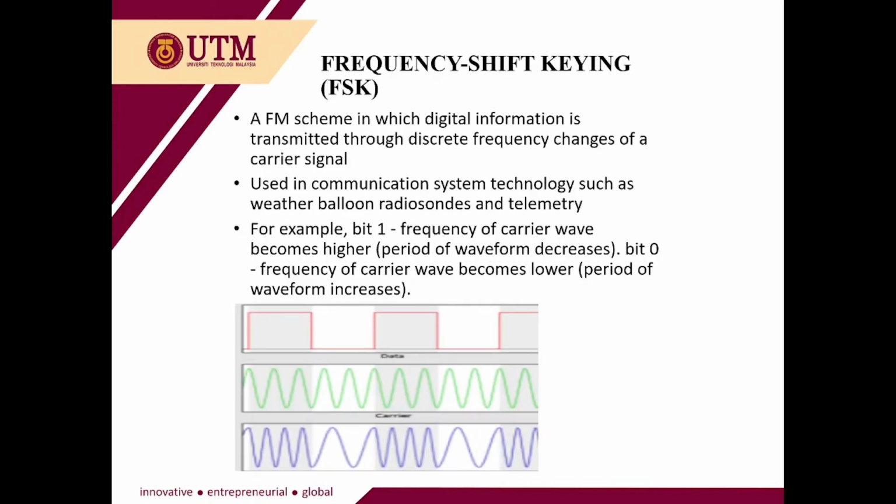Next, we'll be looking into frequency shift key, FSK, a frequency modulation scheme in which digital information is transmitted through discrete frequency change of the carrier signal. It is used in communication system technology such as weather balloon radiosondes and telemetry. For example, for bit 1, the frequency of the carrier wave becomes higher, so the period of the waveform decreases. For bit 0, the frequency of the carrier wave becomes lower, hence the period of the waveform increases. The result is shown in the graphic below.